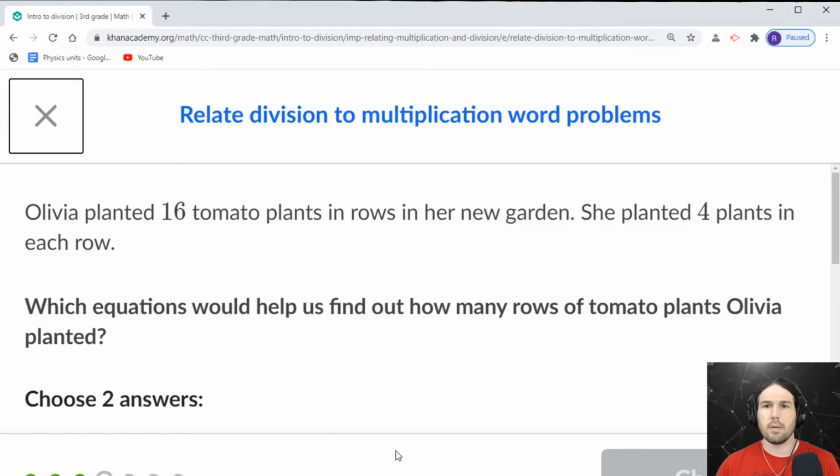So again, two ways of looking at it. Either you can take the total, 16, and divide it by 4, or you can take the number of plants in each row, 4, and figure out what number you have to multiply by to get to 16. Both are absolutely valid and correct ways of thinking about it.